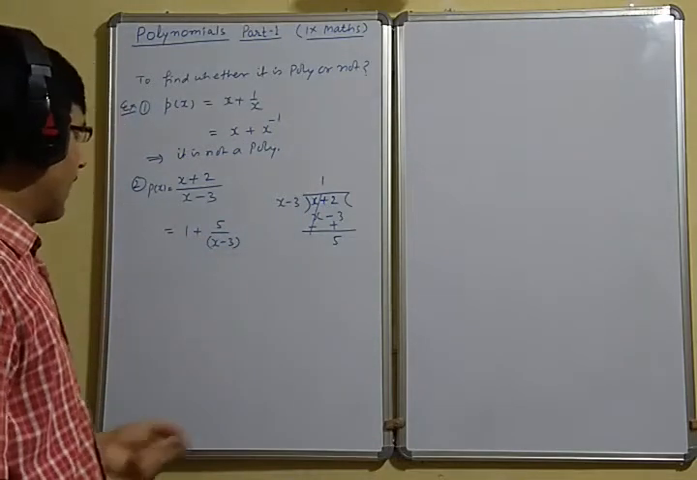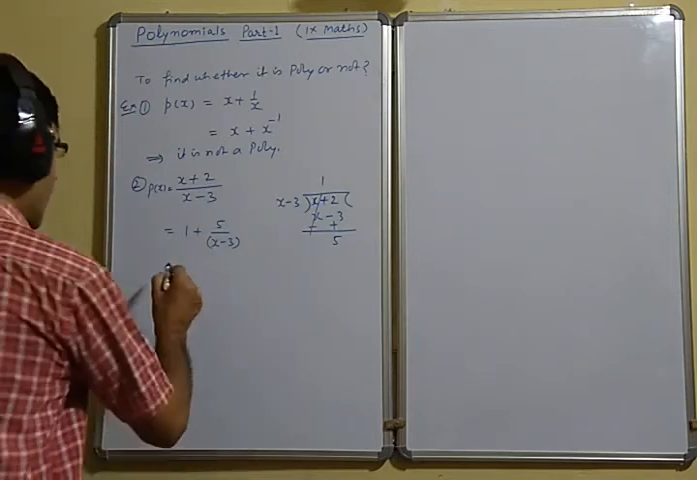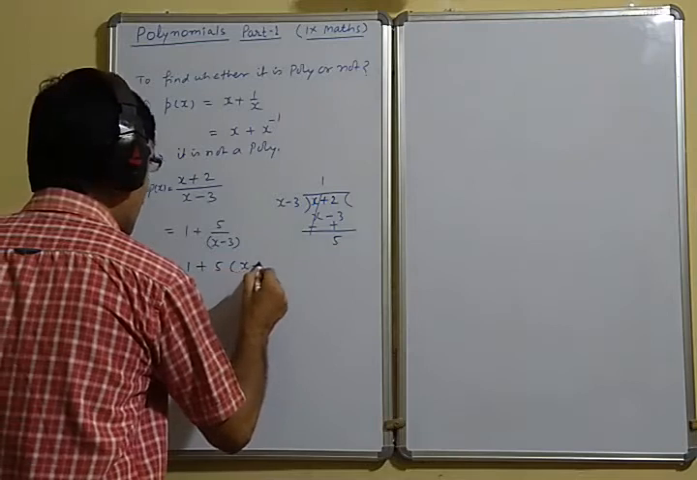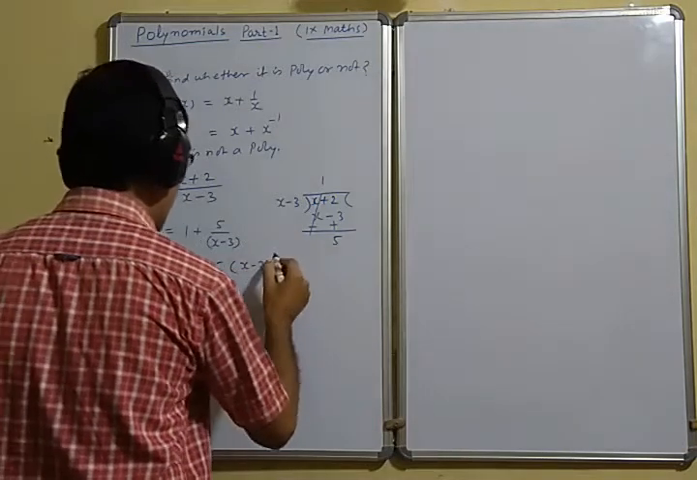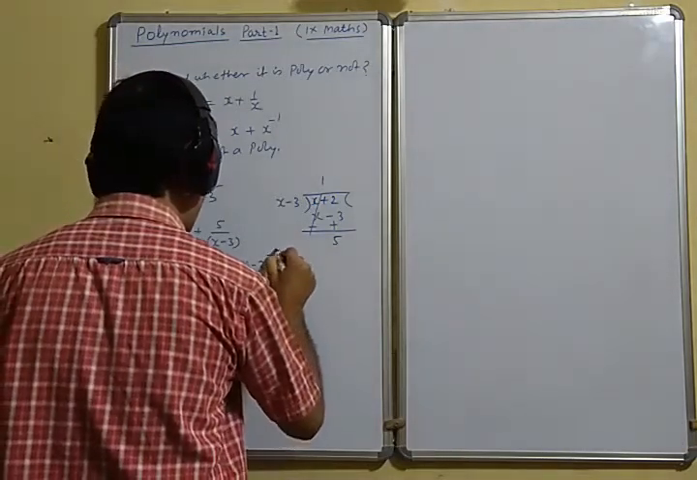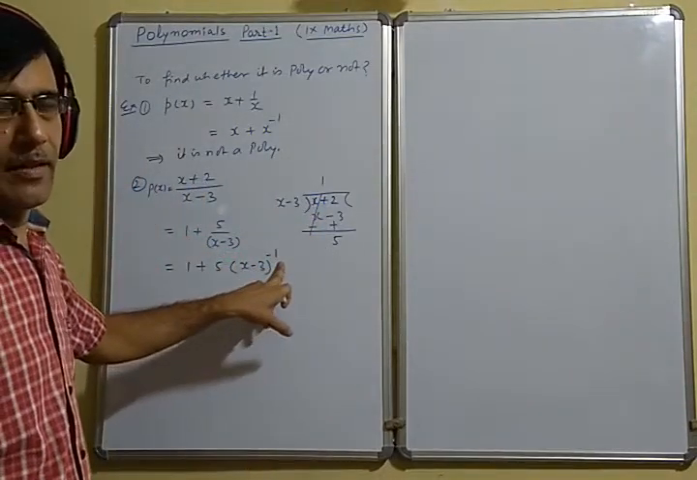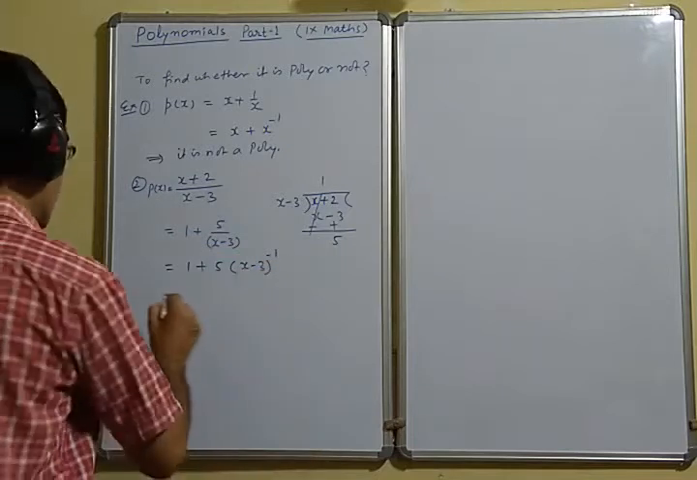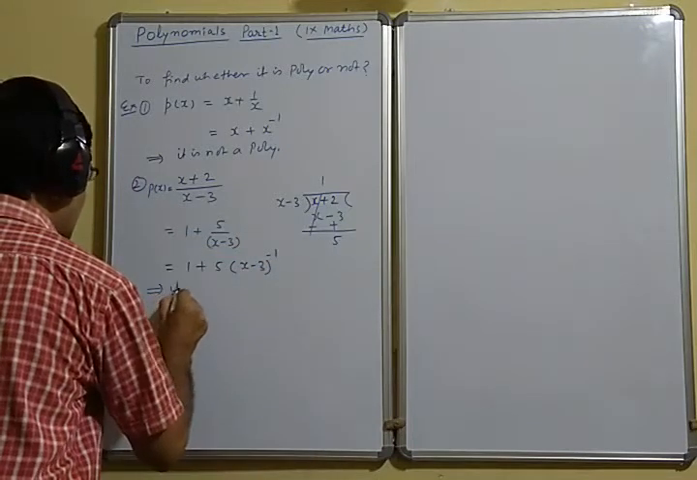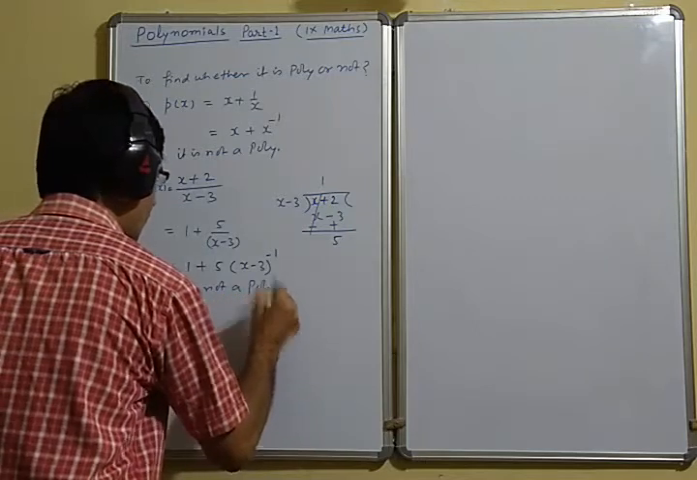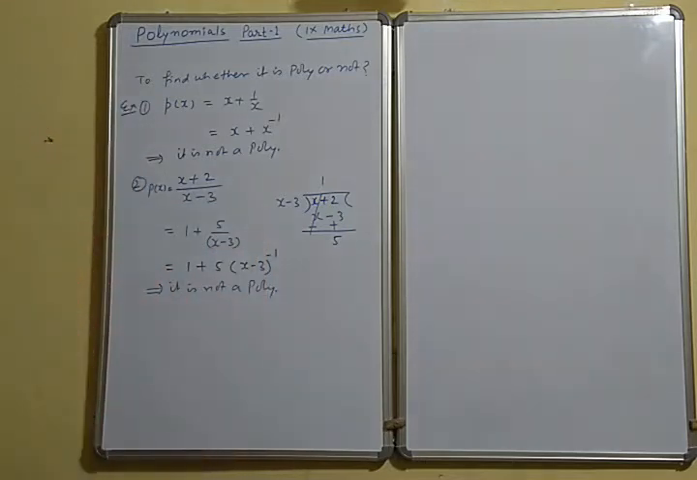After that, it becomes 1 plus 5 times x minus 3 going to the numerator, so the power becomes minus 1. So once again it is minus 1, which is a negative integer. So it is not a polynomial.